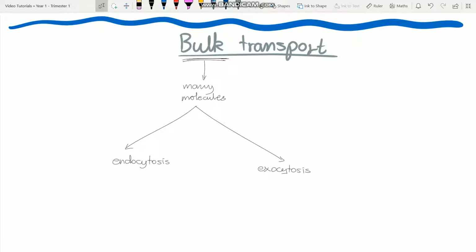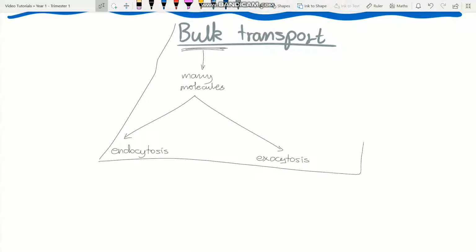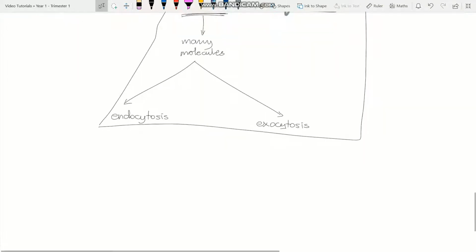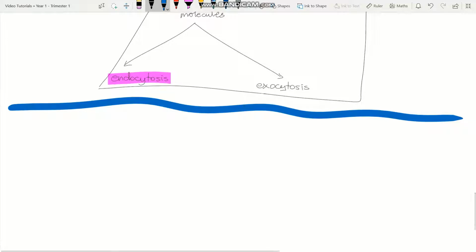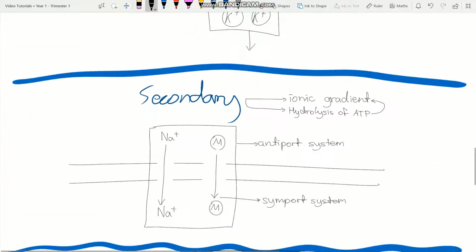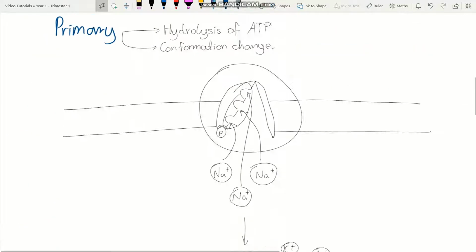And the reason why I stress this type of transport quite hard is because it is essentially the basis for all types of primary and secondary active transport processes. So let's take a deeper look at what endocytosis is. As I mentioned before, there are 4 different types of endocytosis. And firstly, we will be looking at phagocytosis.